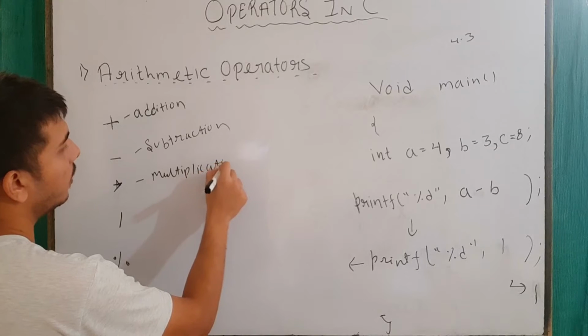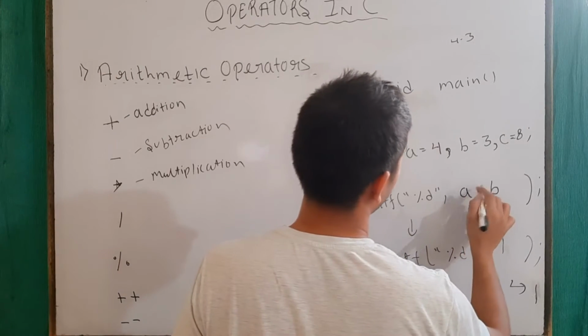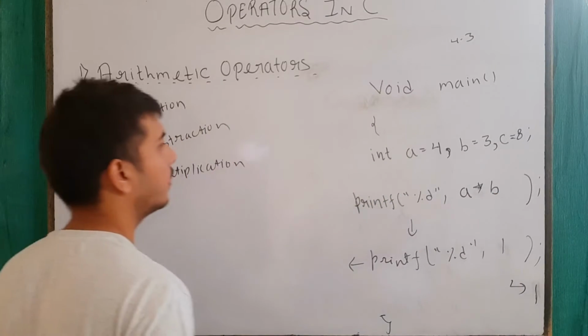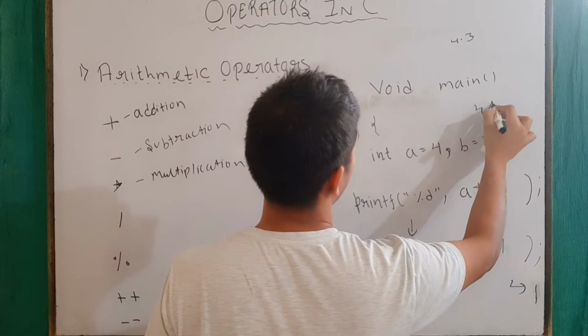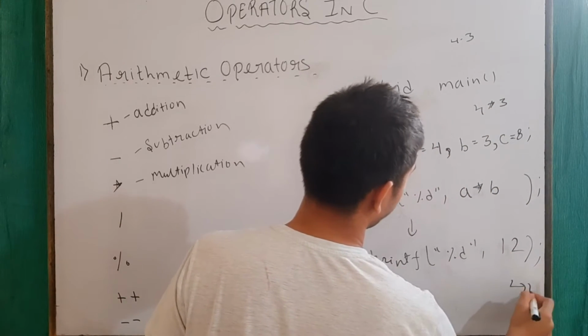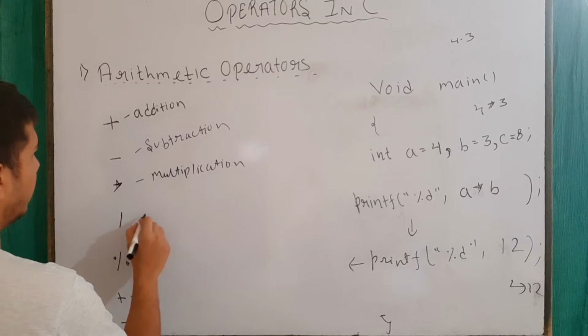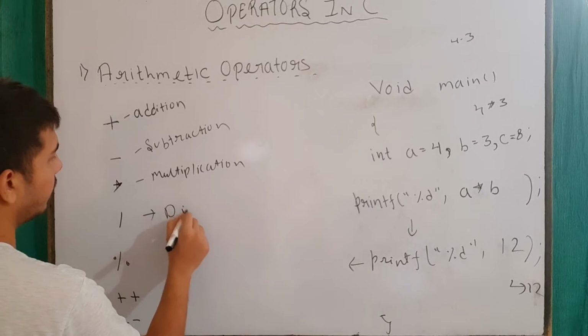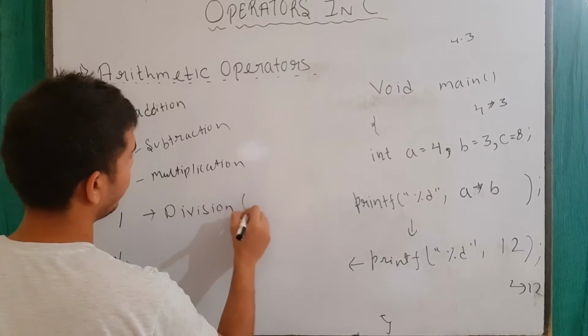We are following normal mathematical operators. Let's say I am writing A multiplied by B. Now A is 4, B is 3. 4 multiplied by 3, what will be the output? It will be 12, and our final output will be 12. Simple. Then it is the division operator. It tells the quotient.